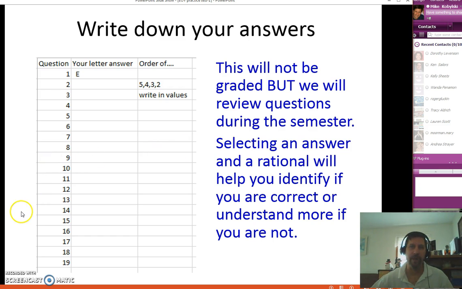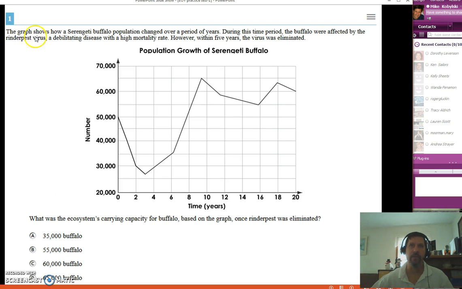Okay, so where do we go from there? Let's look at a sample question very briefly, and we'll go over this sometime later. The graph shows how the Serengeti buffalo population changed over a period of years. During that time period, the buffalo were affected by the rinderpest virus, a debilitating disease with a high mortality rate. However, within 5 years, the virus was eliminated. And here we have a graph which shows the number of buffalo on the left-hand side, time in years on the bottom, and then the chart, the population, over a series of 20 years.